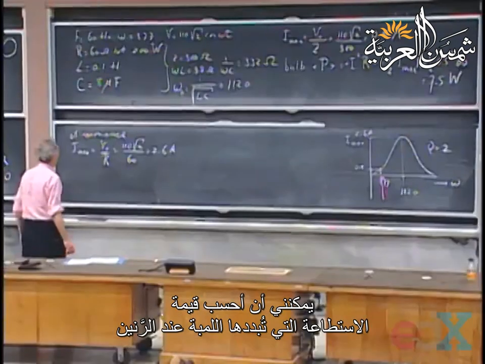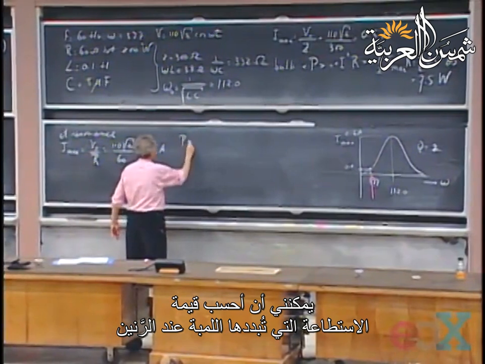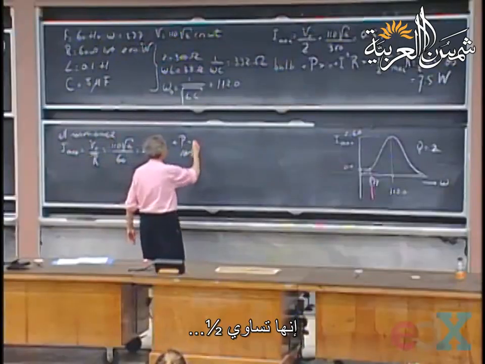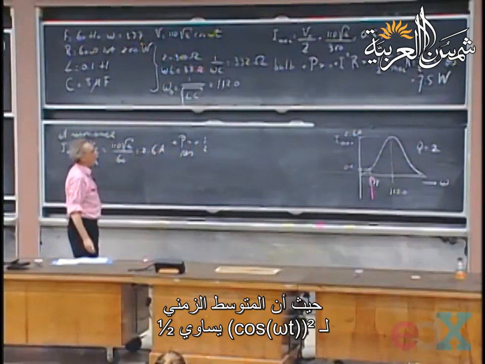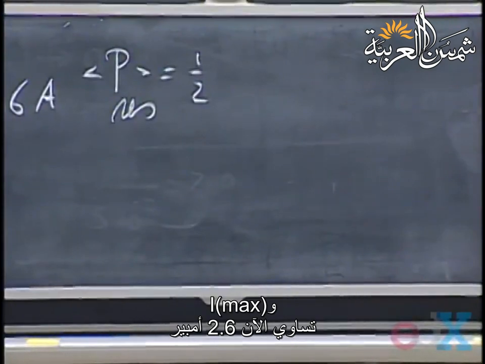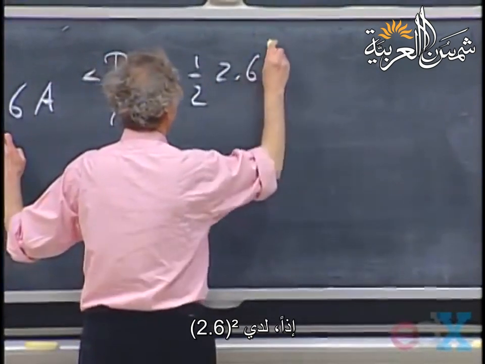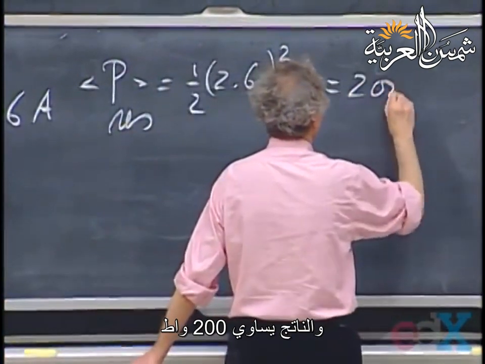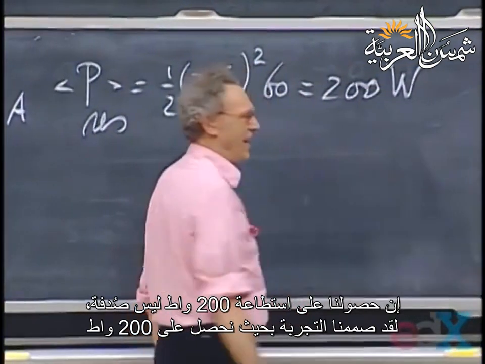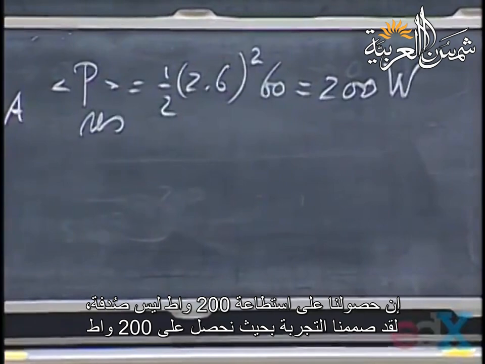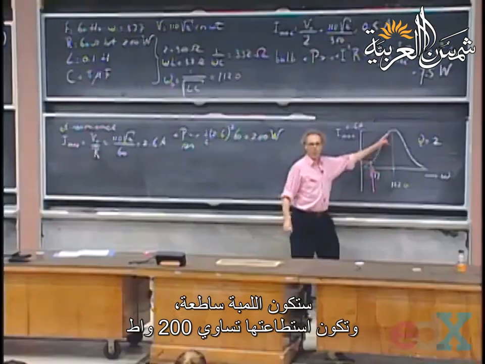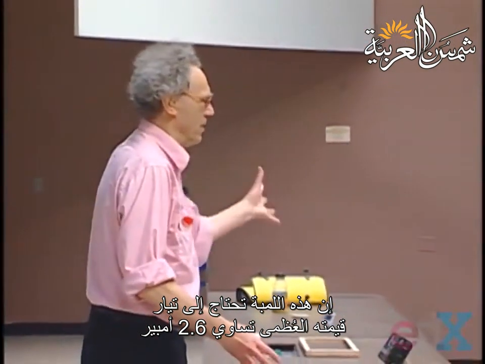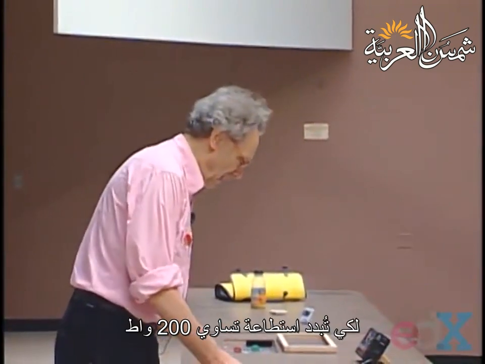I can calculate what the power is that the bulb is dissipating at resonance. Well, that is my 1/2, which is the time average cosine squared. My I max is now 2.6 amperes, so now I get 2.6 squared, and my resistance is still 60 ohms, and this is 200 watts. What a coincidence. That's the way we designed the experiment. So if we could be at resonance, the light bulb would be happy like a clam at high tide. It's exactly 200 watts. It wants 2.6 amperes. That's what it wants. Then it is a 200-watt light bulb.